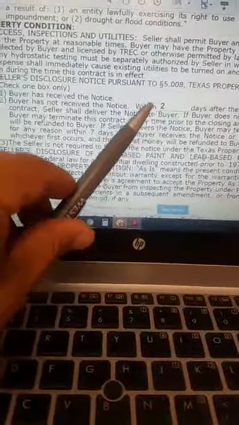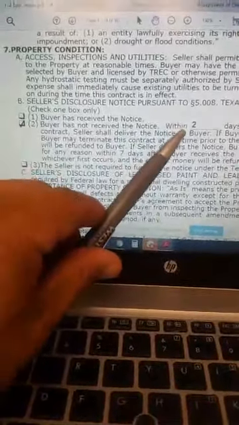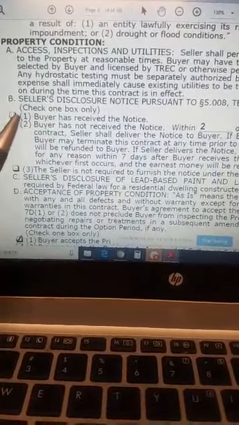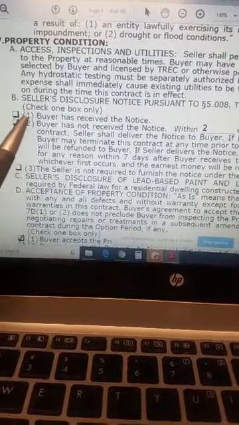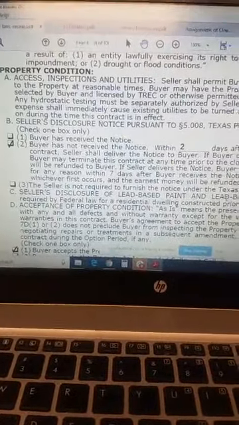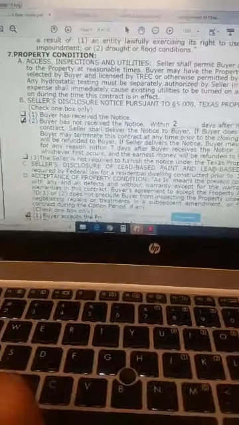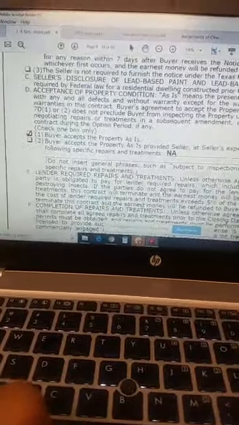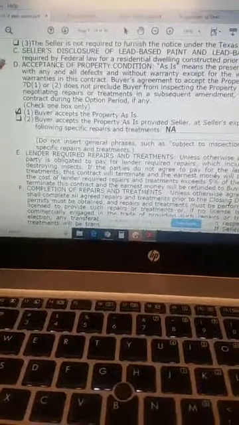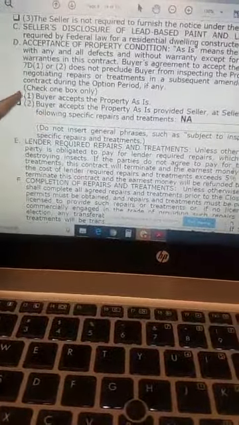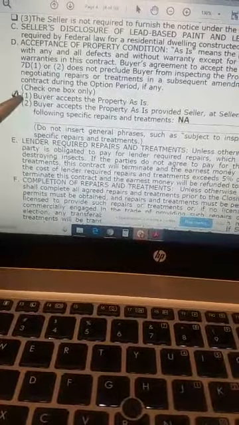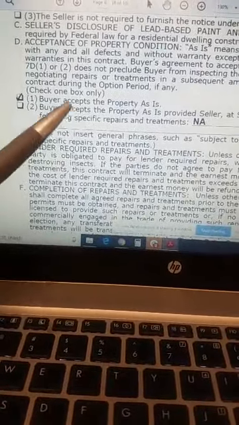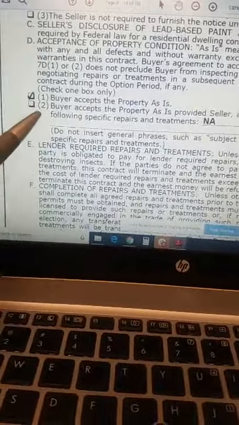If the buyer has not received the notice, he has to get it within 2 days. If the buyer already receives it, then you would check the first box. You're the buyer, so most likely you'd never received it because this is the first time you're meeting with the seller. All right. Moving on. Here on D, you're buying the property as is condition, so you would check the first box. Okay, most wholesale deals you buy as is condition. All right, if you did negotiate it where the seller has to fix something in the house.